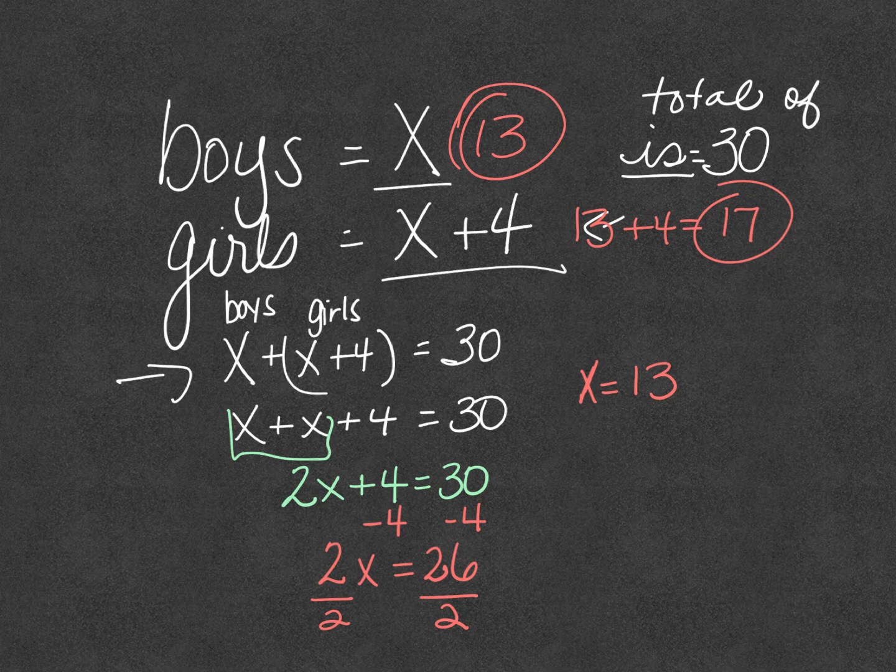Yes? Couldn't you have just done 30 minus 4 and then half that? In this case, you probably could get close to that, but not in every case. Let's look at some more, okay?